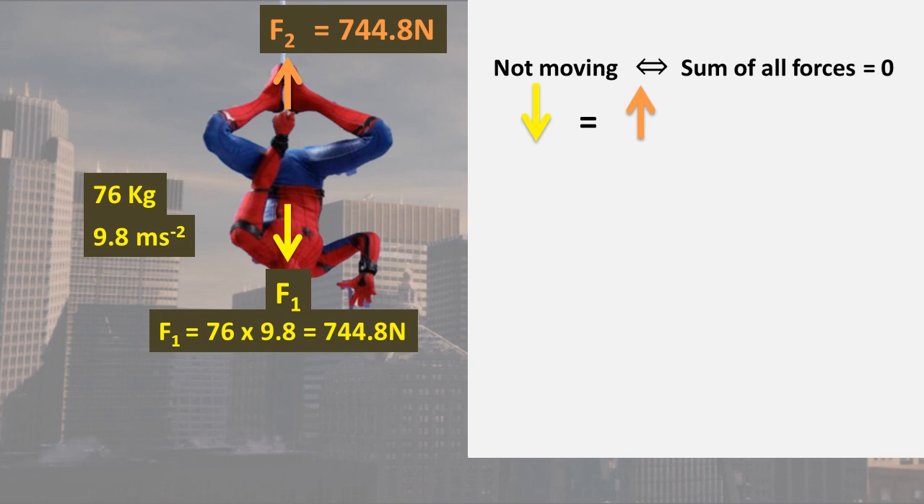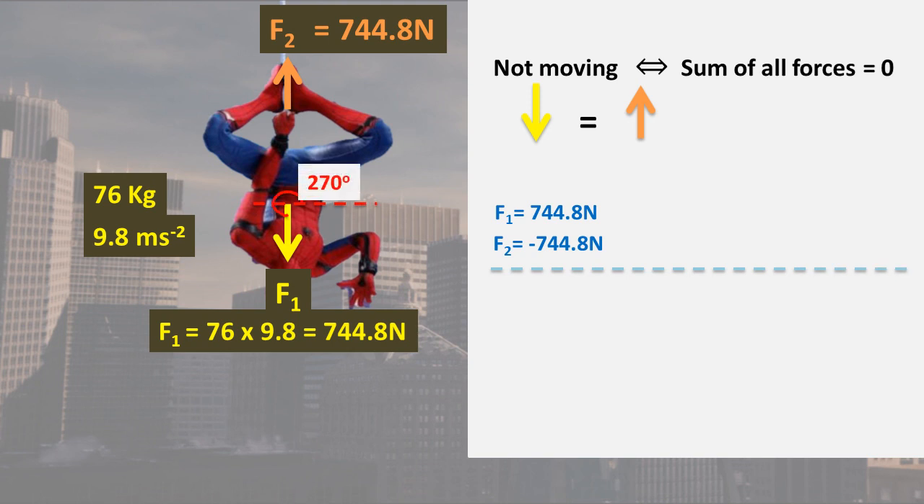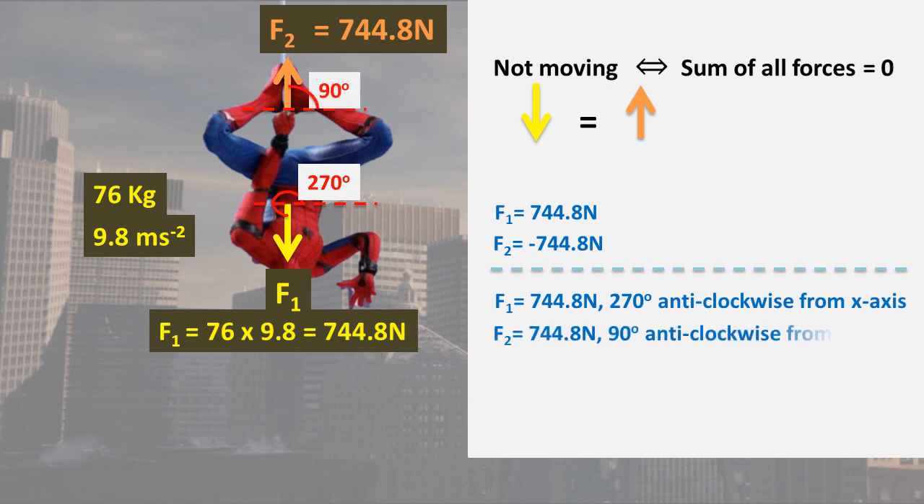In addition to magnitude, we also need to find the direction of the force. In this example, if we treat downward force as positive, then the upward force will be negative. Or, we can use the angle measured from the x-axis to represent the direction. That is, F1 equals 744.8 Newton and 270 degrees anti-clockwise from x-axis. F2 equals 744.8 Newton and 90 degrees anti-clockwise from x-axis.